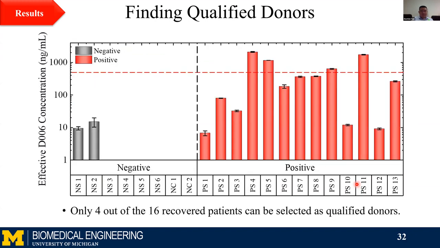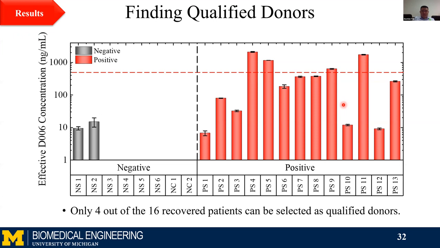And here is the result after the cutoff. Although they all have some antibodies, only 4 of them can be identified as a qualified donor for convalescent serum therapy, which is a very small portion of the positive COVID-19 patients that can be selected as a qualified donor for the serum therapy.